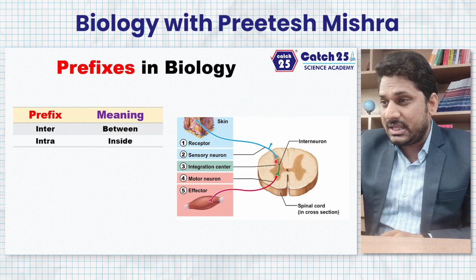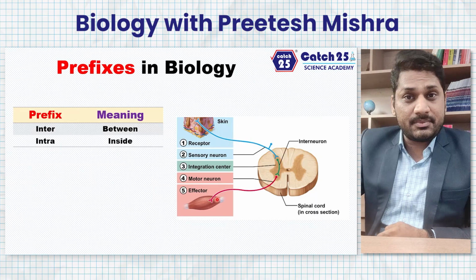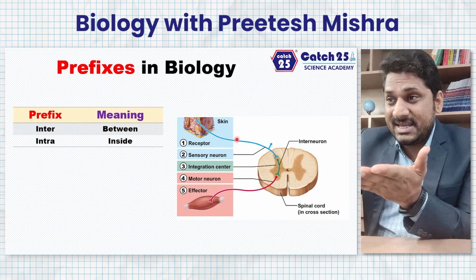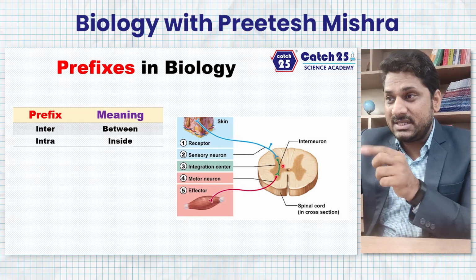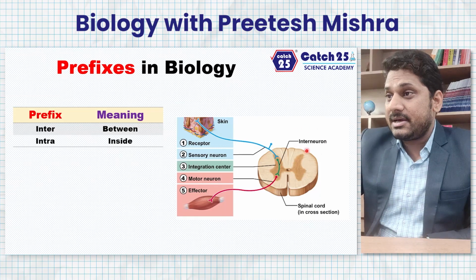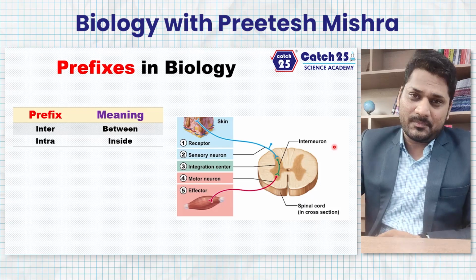And in that reflex action, there is one neuron which plays a very important role. That neuron is between. Do you see any green neuron here? It is between the sensory neuron and the motor neuron. So between sensory and motor, I have this neuron which is between them. So it is known as interneuron, also known as intermediate neuron.